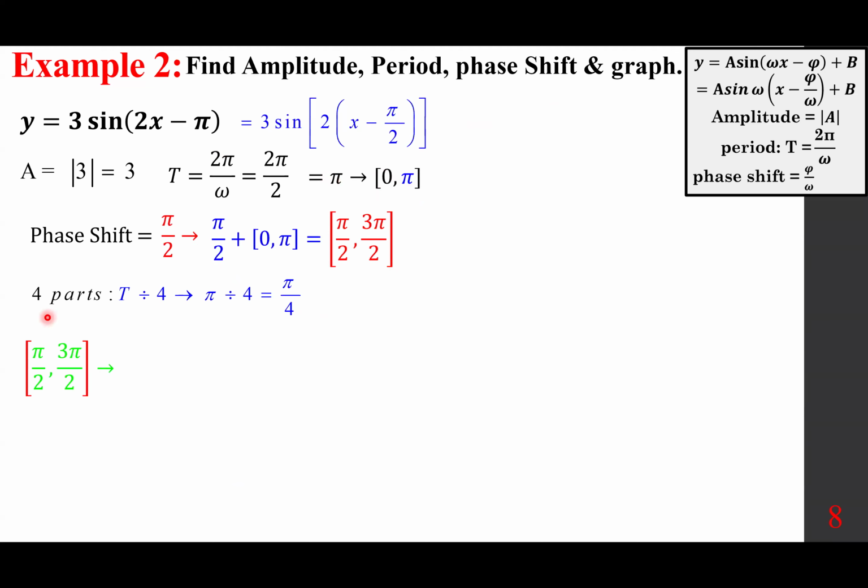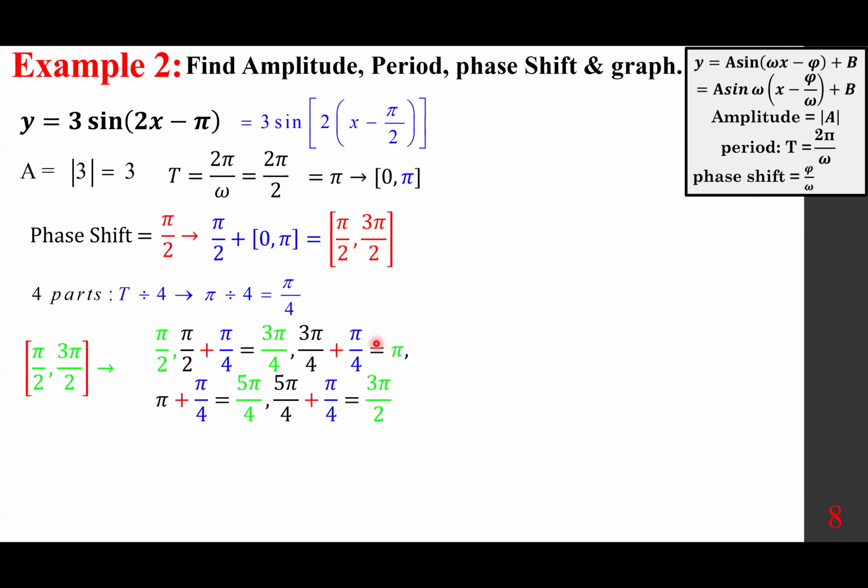In this interval, we start with the first point. We add pi over 4, and then the next one pi over 4, and so forth. Because we want to cut it into 4 subintervals, you add pi over 4. Remember, pi over 2 is 2 pi over 4. You get 3 pi over 4. And then you add pi over 4, you get 4 pi over 4, or pi. You add pi over 4, you get 5 pi over 4. You add pi over 4, you get 6 pi over 4 or 3 pi over 2. So those are the ones.